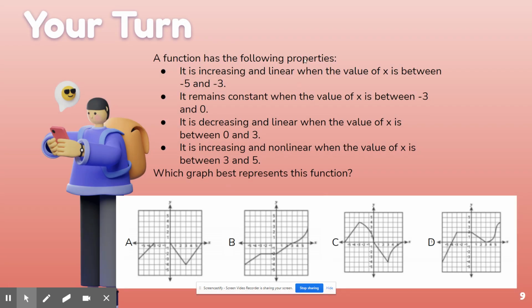Went the wrong way. Let's see. It says a function has the following properties. It is increasing and linear when the value of x is between -5 and -3. It remains constant when the value of x is between -3 and 0. It is decreasing. So this is just describing what's going to happen, which graph represents this. So look between -5 and -3. Is it increasing? This one is, this one is, this one is. So right now they all could be choices.